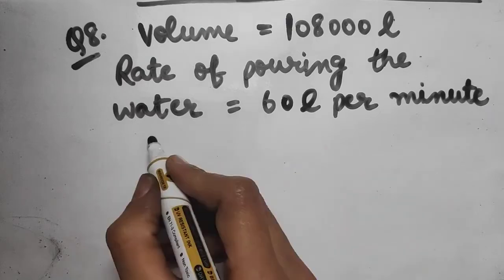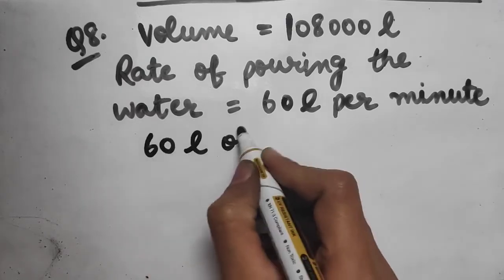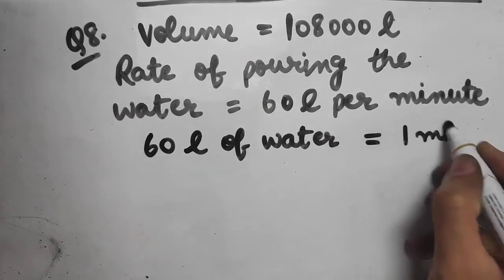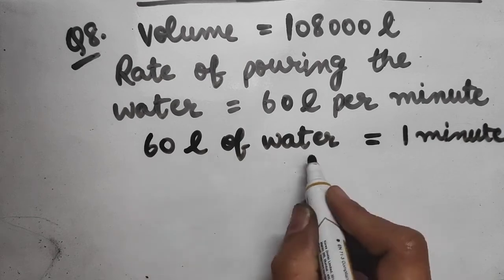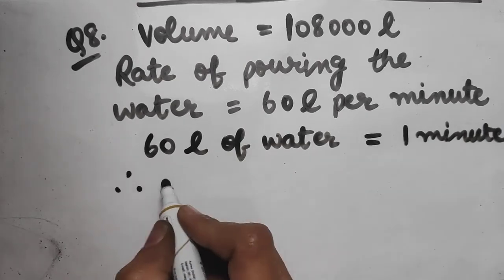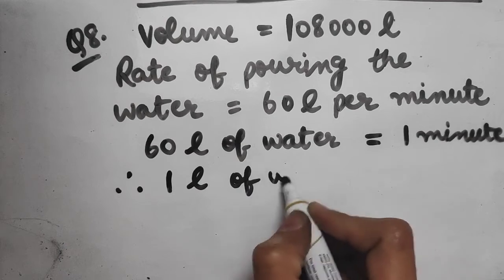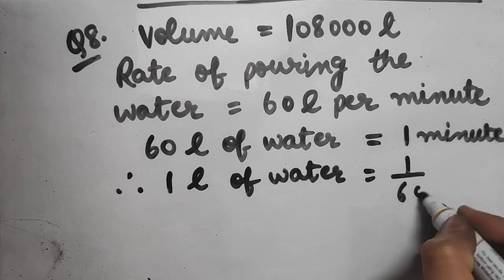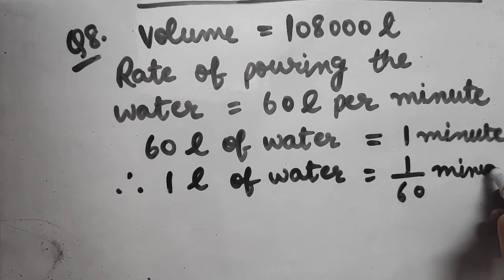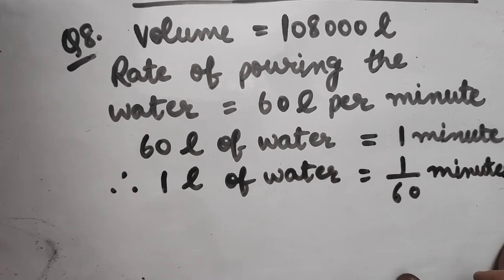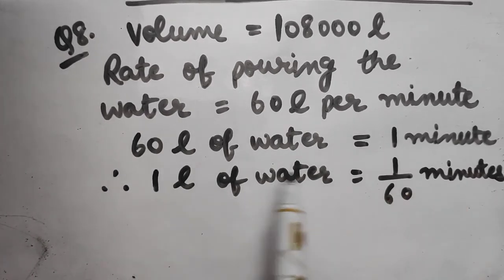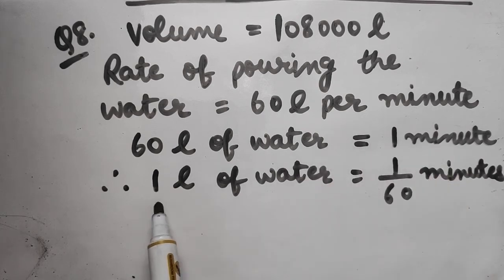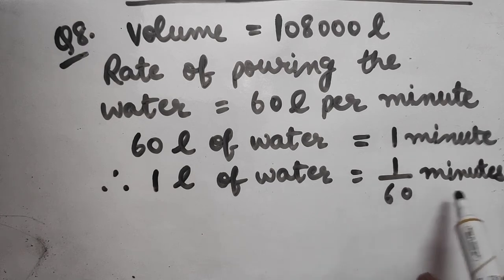It means 60 liters of water is poured in 1 minute. Therefore, 1 liter of water will be poured in 1 over 60 minutes. This is what we have seen from this. 60 liters of water is poured in 1 minute, so 1 liter of water will be poured in 1 over 60 minutes.